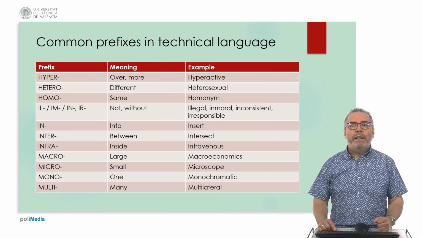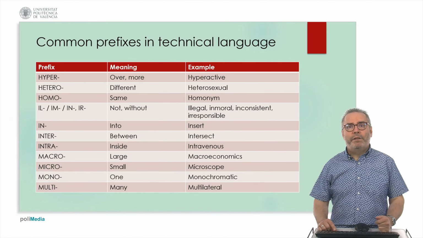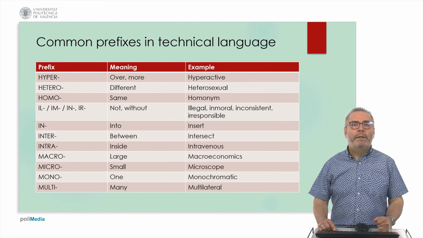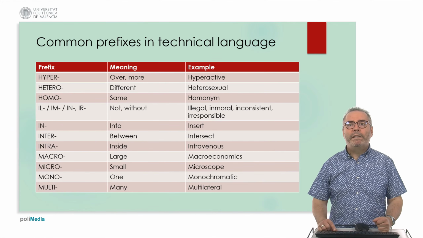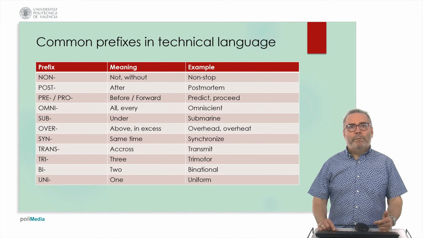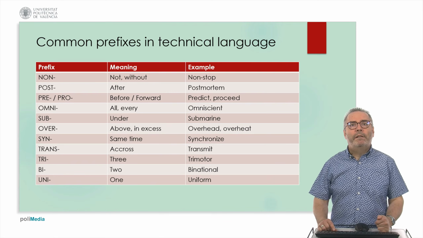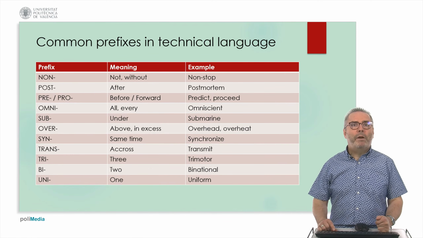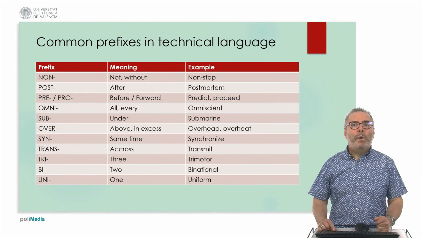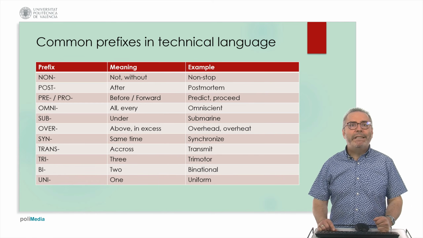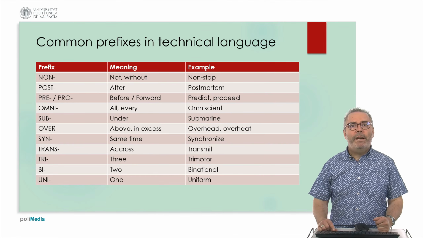Inter- meaning between, intersect. Intra- meaning inside, intravenous. Macro- and micro-, also related, large and small. Macroeconomics, microscope. And mono- means one, whereas multi- means many. Monochromatic or multilateral. We also have prefixes such as non-, meaning not or without, non-stop. Post-, meaning after, post-mortem. Pre- or pro-, meaning before or forward. Predict, proceed. Omni-, meaning all and every.